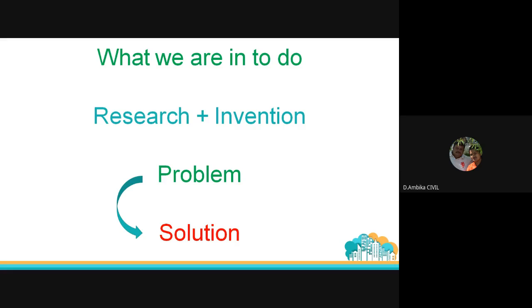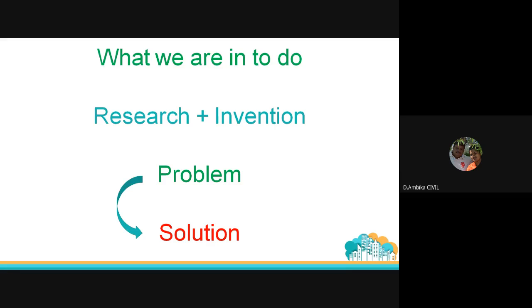But actually what we have to do is, it is not enough to stop with only the research. We have to combine the research with invention. When we talk about invention, I remember a quote that there is no nation without invention. Every nation is developing either by GDP or by infrastructure or by resources, all because of invention.